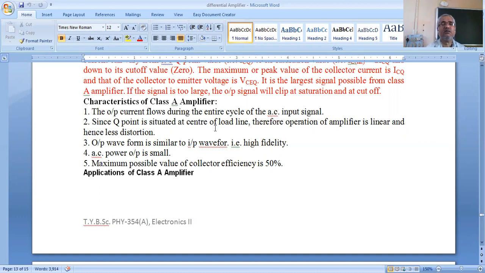but the disadvantage is also there. So the AC power output is very small, so the power output of this class A amplifier is very small, and the maximum possible value of collector efficiency is only about 50%. So very less power is available in case of class A amplifier.